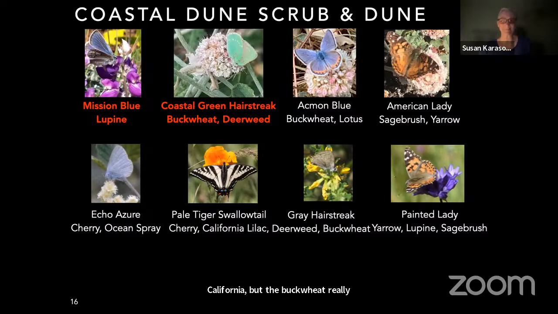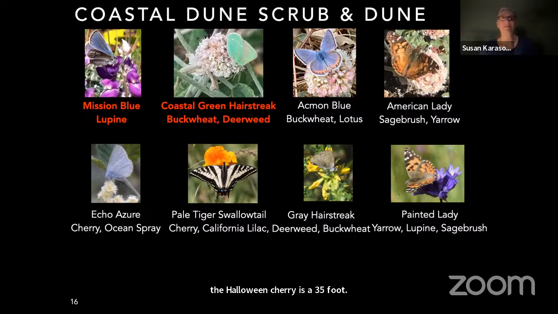If, when you are seed saving, you happen to have something from a different part of California, just understand that your local chapter of California Native Plant Society isn't going to want those seeds. We're really particular, especially about the buckwheats. We've got some other gorgeous butterflies, though, that also use buckwheat that are doing a little bit better than the coastal green hairstreak and the Xerces blue that used the buckwheat. We not only have lupines and buckwheat and deerweed, but also the sagebrush, the local cherry, the holly leaf cherry for the Echo azure.